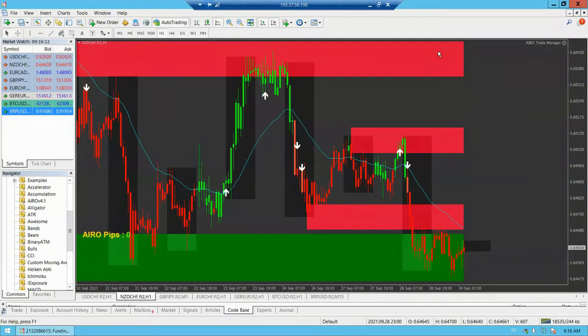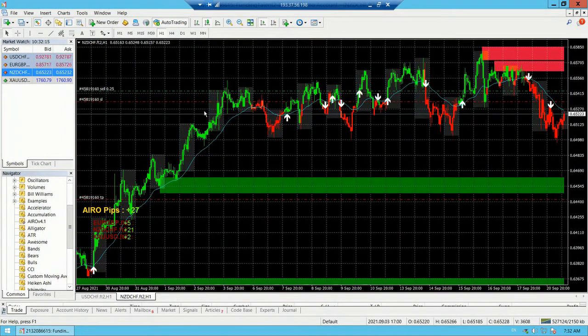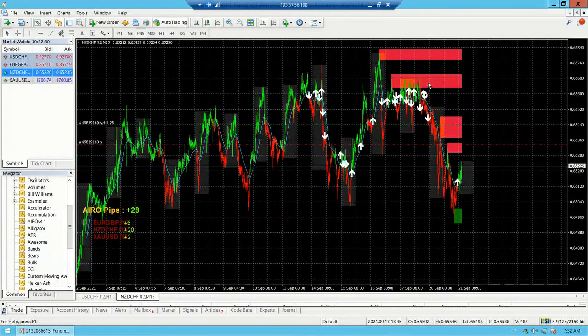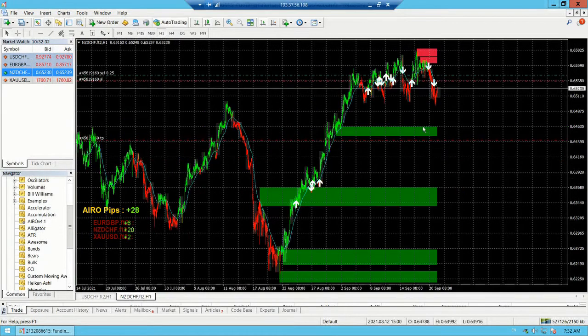Now let me break down the second thing, the analysis behind the trade. Let's take a look at the trade. We're looking at the NZD/CHF, the New Zealand dollar Swiss franc pair. We see that we have more red zones than green zones. If we look at the 15-minute chart, let's zoom out here, we have more red zones than green zones, meaning that we're in a downtrend. Now, if you go to the 1 hour, you see we have more green than red.